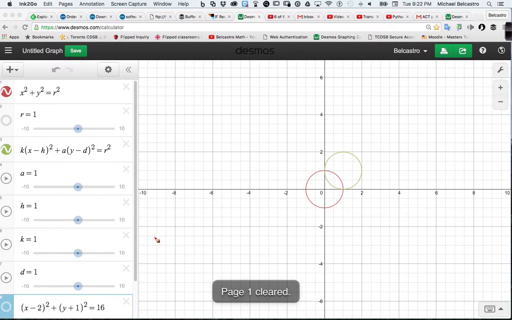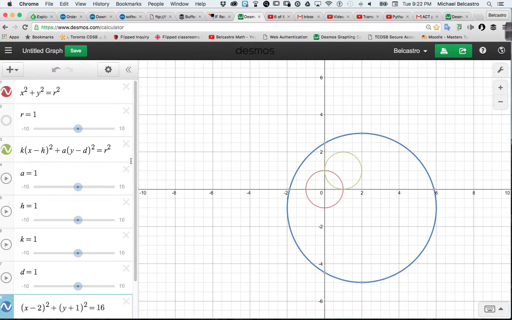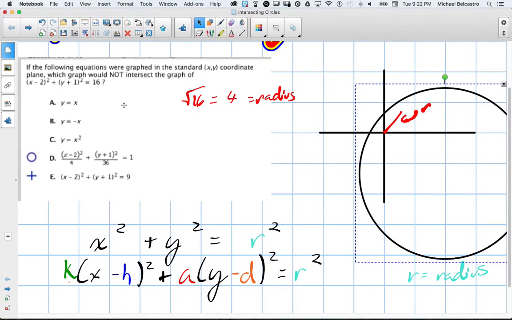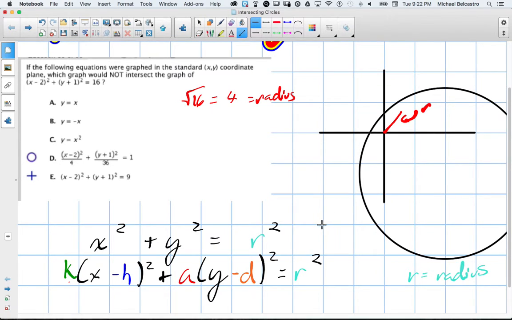So now that we've established that, here is our actual circle, the blue one there. So I'm going to turn these two off. Okay, so here's our circle. And now that we see it, we can kind of get an idea of what the other graphs are. So our first one is y equals x, which is essentially a line that just cuts right through the origin.